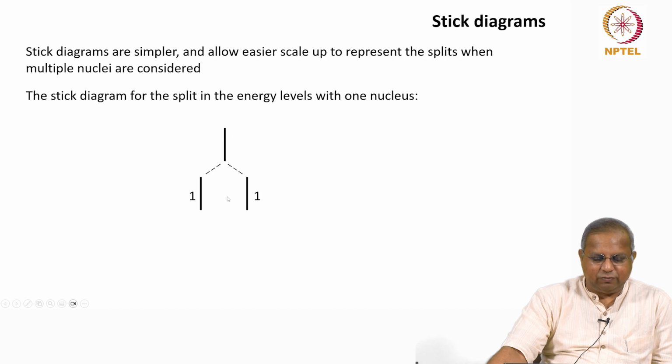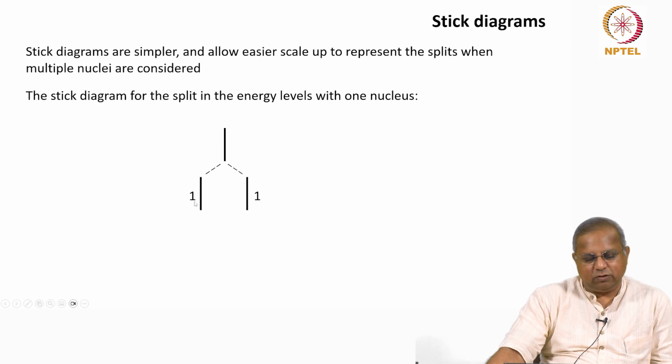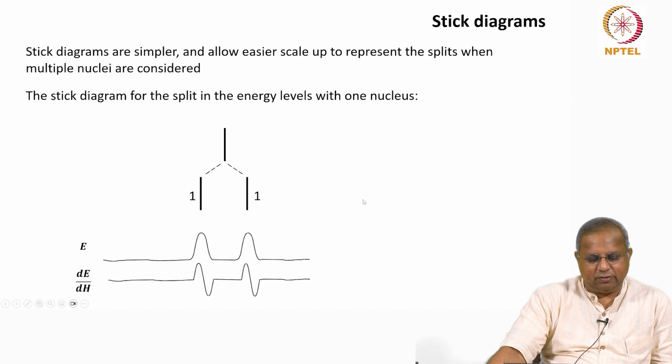You have one energy level represented by the stick, and when you bring in one proton, or let's say one nucleus, proton, good enough, this energy level splits into these two. And the final energy spectrum is something like this. The derivative dE/dH is like this. These are typically used to represent the various simple interactions.